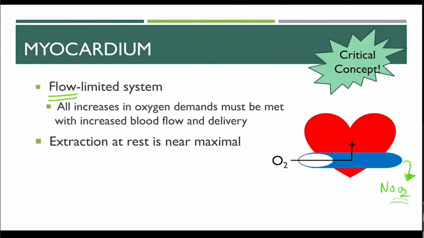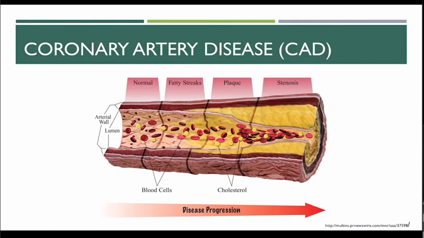These two concepts come together: the fact that it's a flow-limited system and the cells rely on oxidative phosphorylation. They explain the prevalence of myocardial damage due to vascular disease. So the good news is, for the pathophys of coronary artery disease, you already know it. Coronary artery disease is just atherosclerosis in the coronary vessels. The steps are the same, everything is the same. It's just atherosclerosis in this particular area.